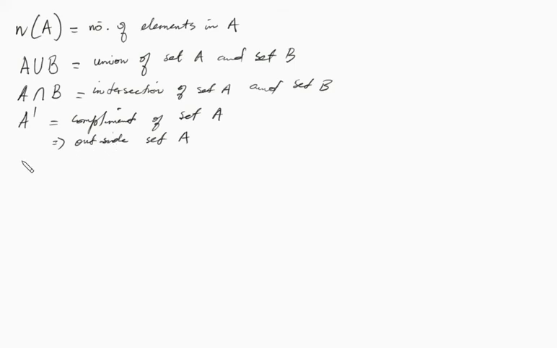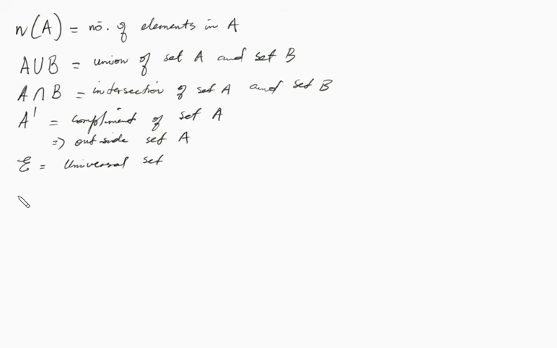Now we have this special symbol, the universal set. So what is the universal set? The universal set is the set of all the other sets. All the other sets are found inside this set. We are going to look at it.